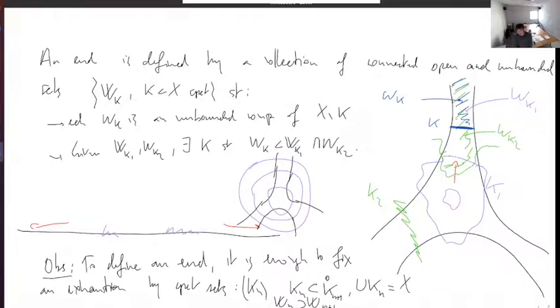Yes? In this case, I will switch boards. And so what we are interested in lies in the number of ends of the space. Okay.